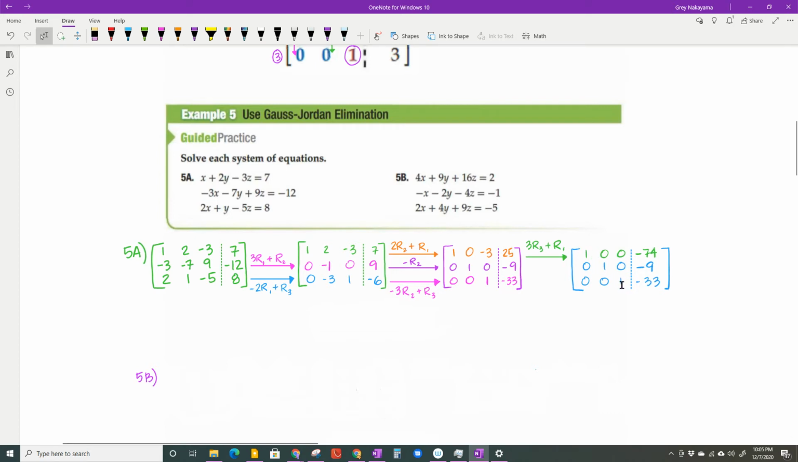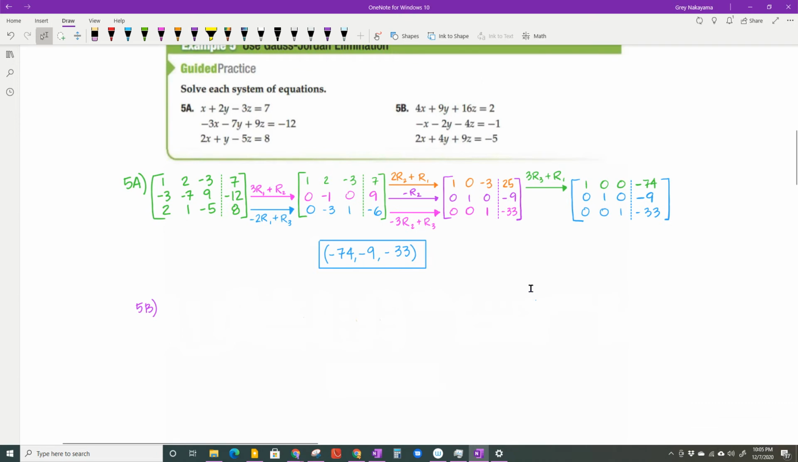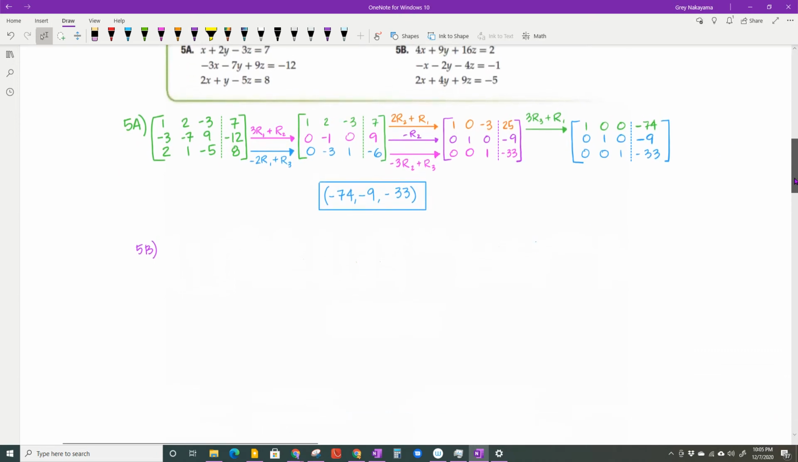I have 1s down my diagonals, and I have 0s above and below it. And that tells me that x equals -74, y equals -9, and z equals -33. And properly written, that would be an ordered triple. So that's what I have. That's your x, that's your y, and that's your z. Okay, next one, just so that you can hear that process one more time.